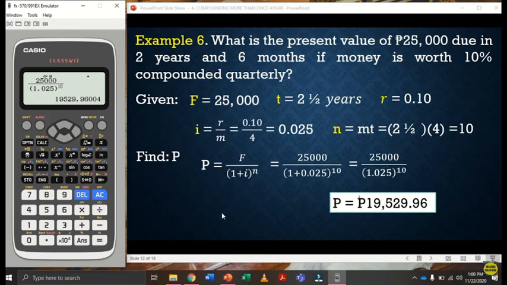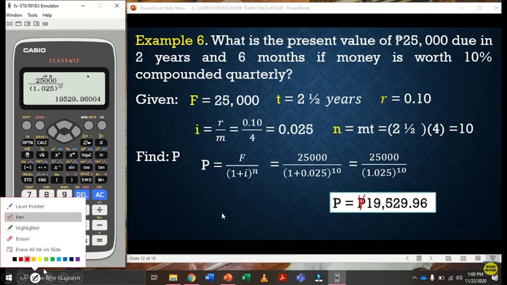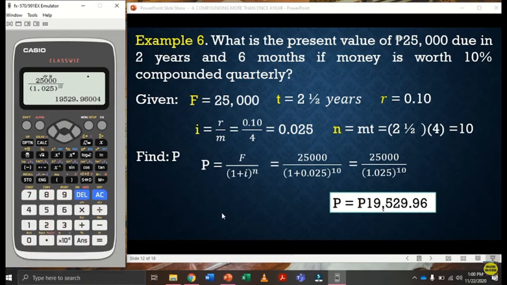So, the final answer is 19,529.96 pesos, ang kanyang principal or the present value.